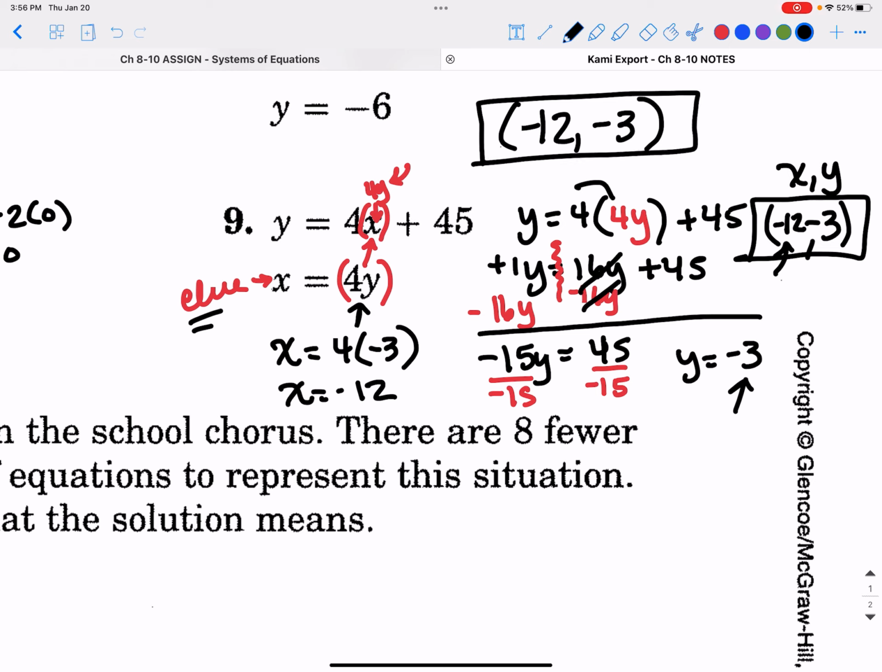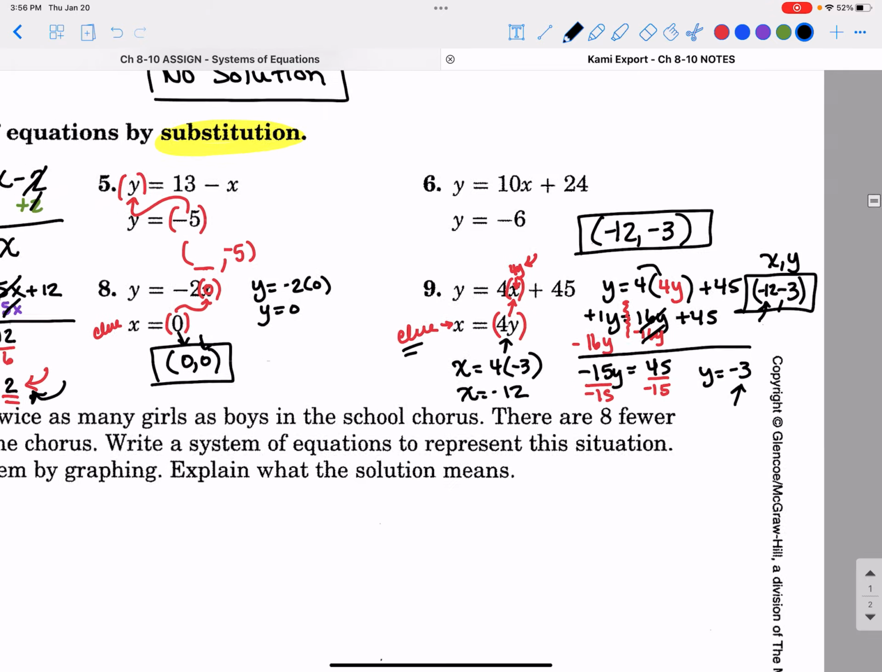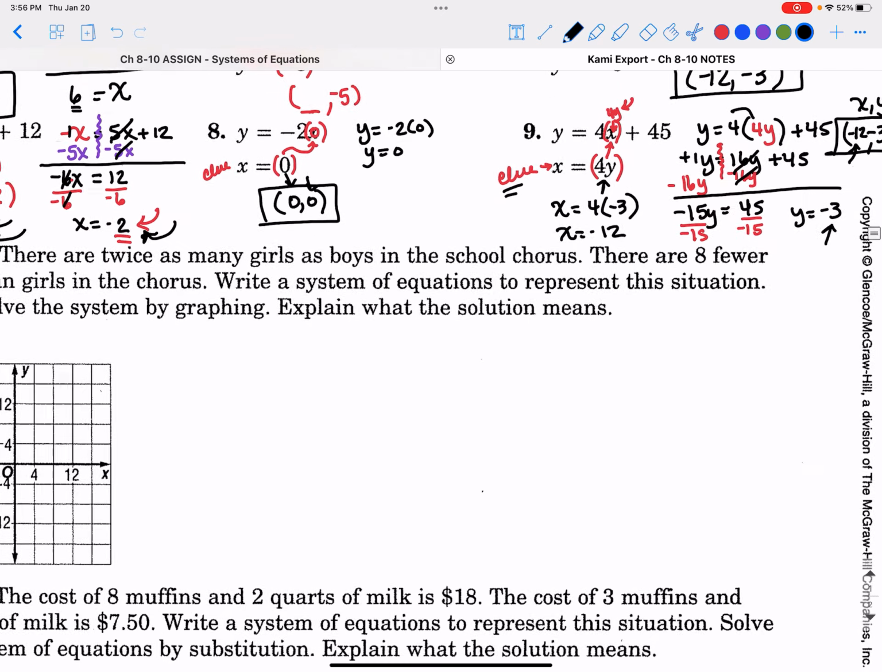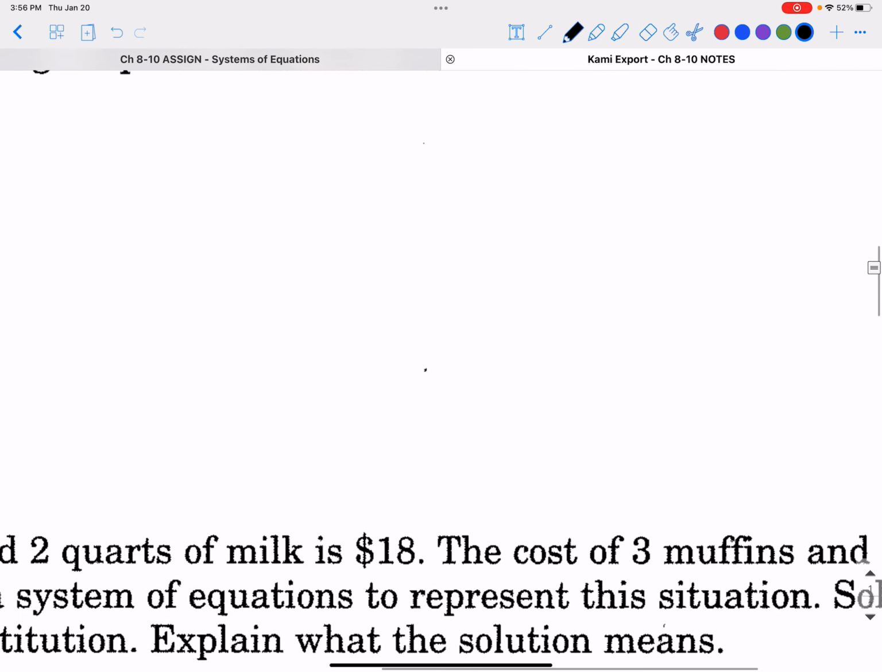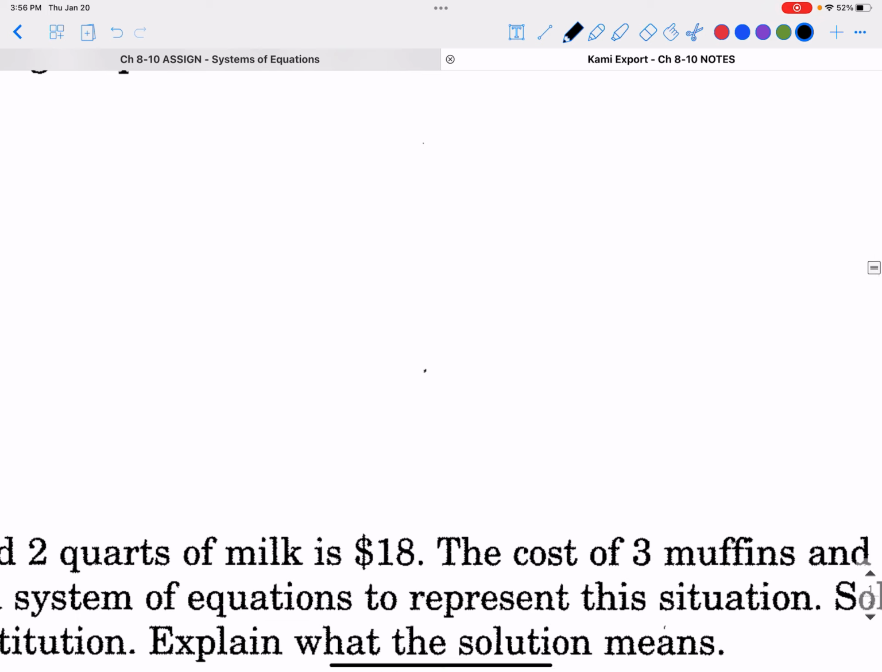Use your clue, substitute it into the other equation, solve for the variable that's there, use that, plug it into your clue to find your other variable, okay? I know it's a lot of steps. If you are a person who likes to write out your steps, you certainly can write this out in your notes. Step 1 is to find your clue, right? And that's usually the simplest.